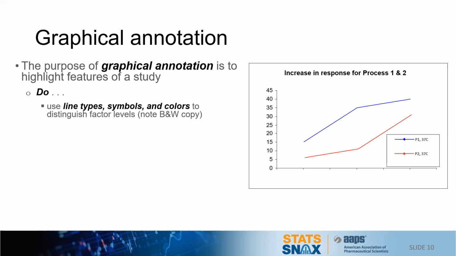So for instance, if we're looking at process 1, we have a blue graph, and process 2, we have a red graph. However, we should be aware when plotting these that they may be copied in black and white. So we might use a different symbol or a different line type for those 2 graphs. We might include error bars to communicate conclusions.